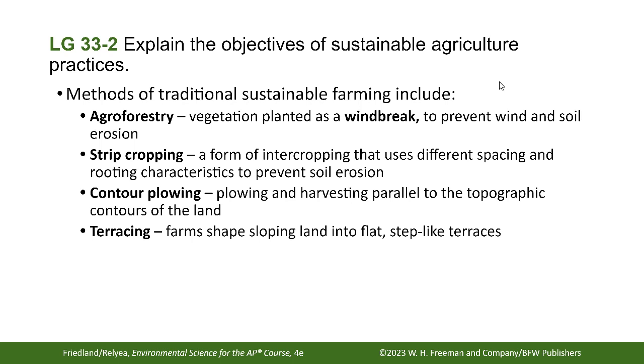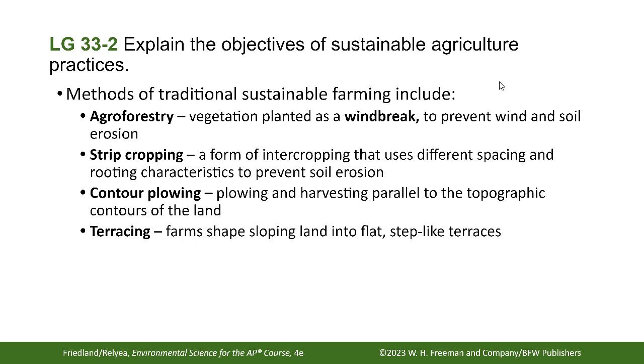So methods of traditional sustainable farming would be agroforestry, so vegetation planted as windbreaks to prevent wind and soil erosion. Okay, I'll show you a picture of that in just a second. Strip cropping, a form of intercropping that uses different spaces and rooting characteristics to prevent soil erosion. So we talked about niche partitioning, and so this was having a plant whose roots are pretty surface level, but go horizontal, next to a plant whose roots go pretty deep, but are more vertical.